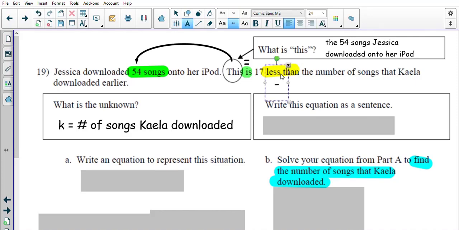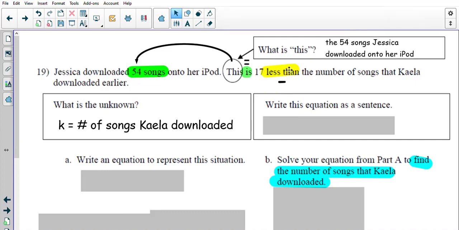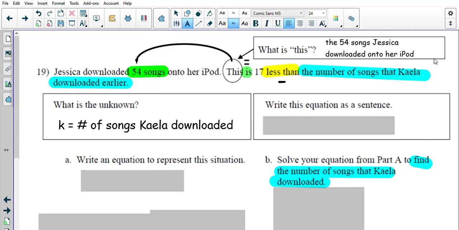I'm going to make this a little bit bigger so we can see it. But less than represents subtraction for us. So 17 less than the number of songs that Kayla downloaded earlier. That happens to be all of this stuff right here is the variable that we defined, which is K. So I'm going to type in a K right over here.